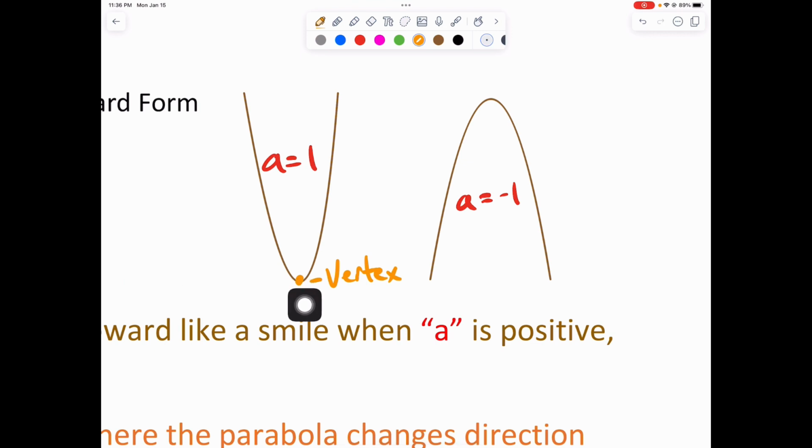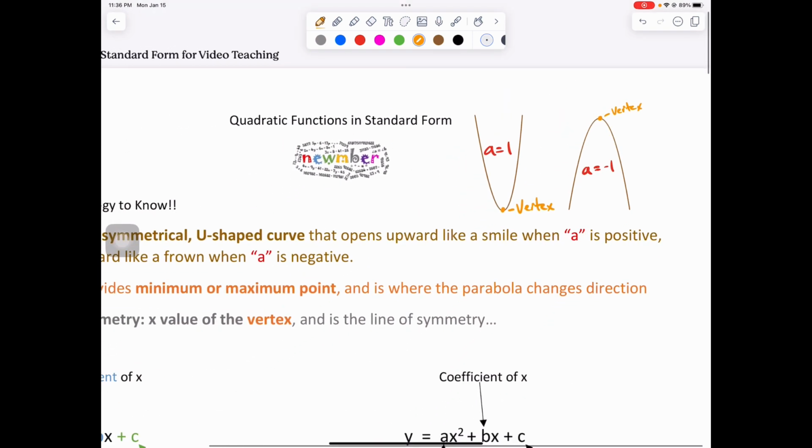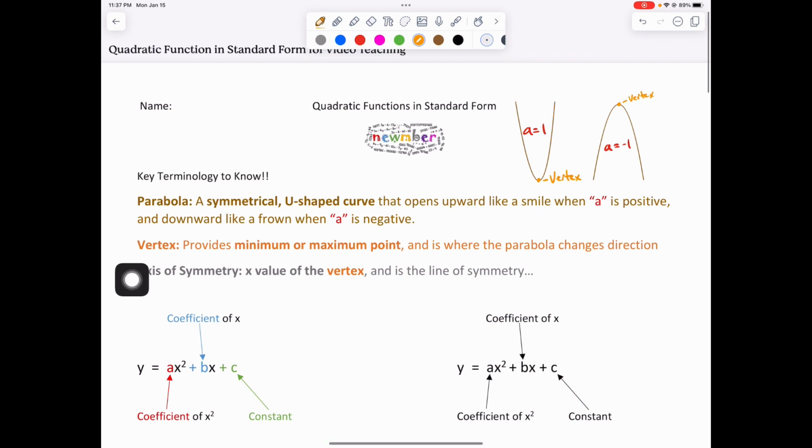Now, if this gives us our minimum, this results in giving us our maximum, all right? But that is also our vertex as well. Okay, so we do have one more term to cover real quick, and let's see what that says. Oh my goodness, axis of symmetry is the x value of the vertex. Okay, so our point here is going to give us some coordinates, and the axis of symmetry is the x value of that vertex and is the line of symmetry.